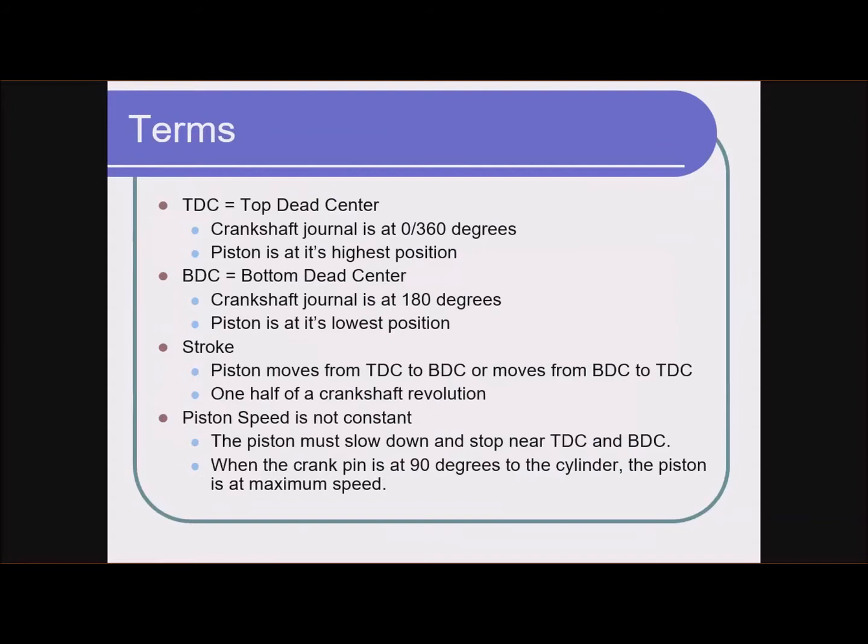Every engine is designed a little different. The valve timing depends on at what RPM they're trying to make their power.